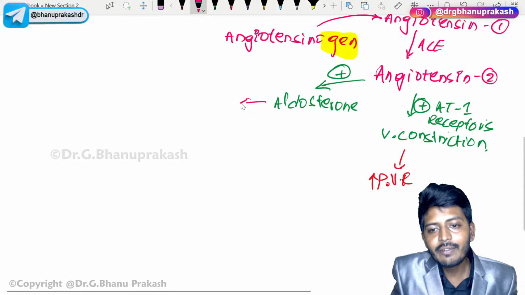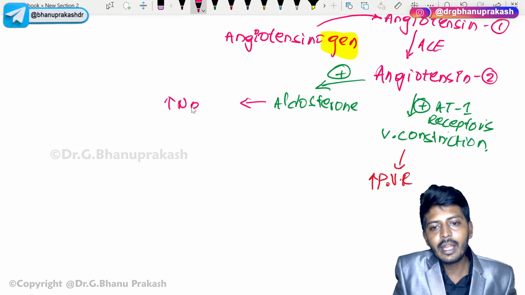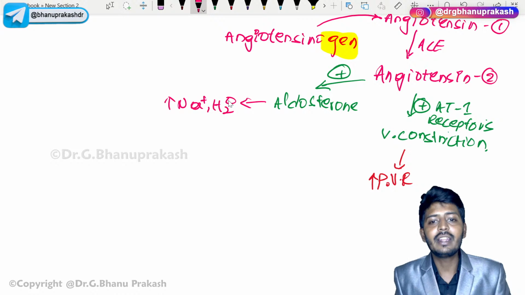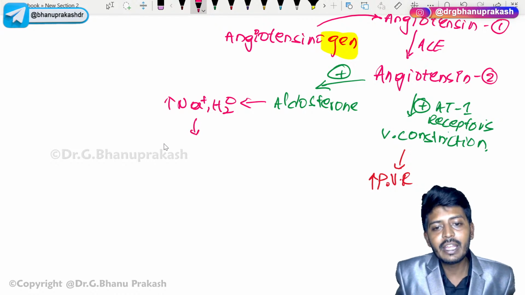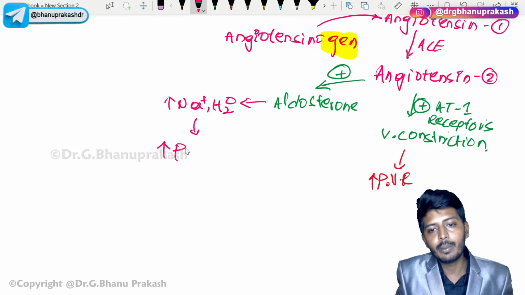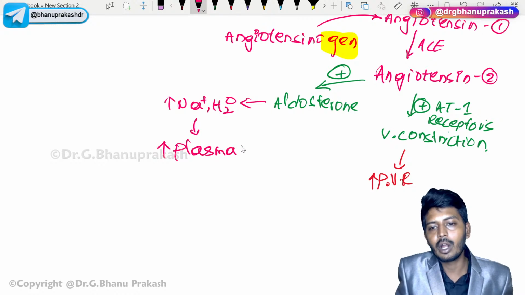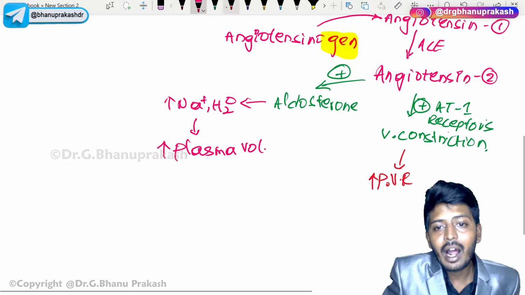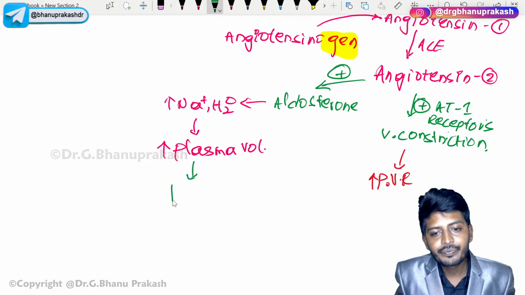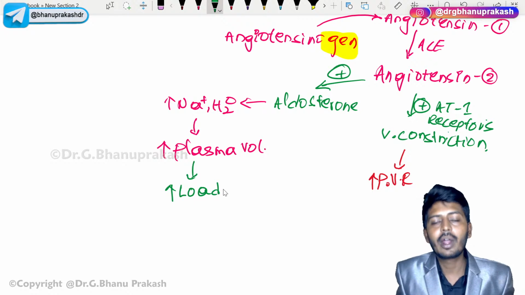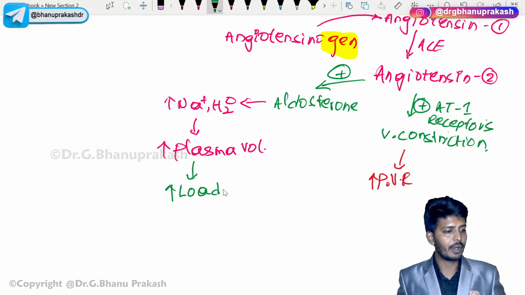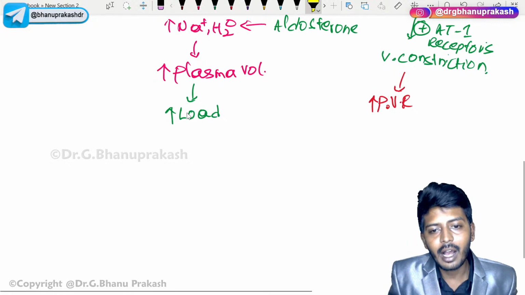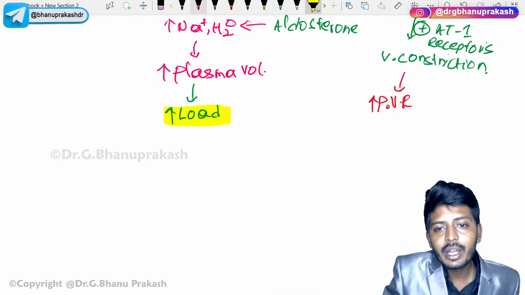Now this aldosterone, my dear students, what is it going to do? It will cause an increase of sodium and also water in the body. If there is an increase of sodium and water, that will increase the circulating volume, the plasma volume. If the plasma volume is increased, that will automatically increase the load on the heart. If there is a higher load on the heart, what will happen? Let's see. Because of the increased cardiac load, that can lead to one important change.